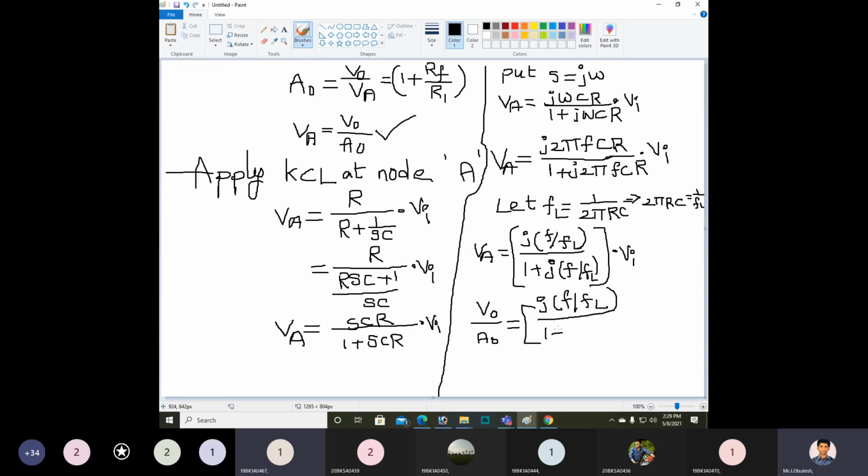divided by 1 plus j into F by FL, into Vi. You need to send this A naught to this side and Vi to this side. Then you will get the V naught by Vi value. V naught by Vi is equal to V naught by Vi.